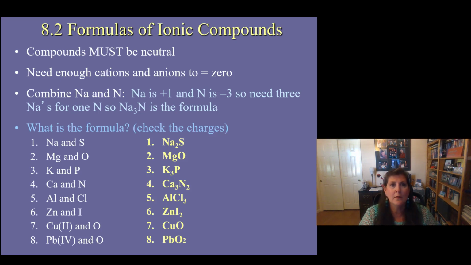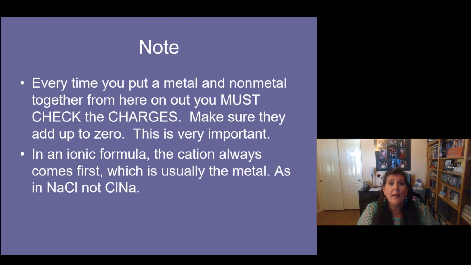Good job. Note, from now on, every time we have a metal and a nonmetal and we put them together, you need to check the charges. That's what I'm going to call it in all the videos. Check the charges. Make sure they add up to 0. This is very important. You can't just put a metal and a nonmetal together like CaBr. That's not a chemical. You can't just put them together. You have to check the charges and make the formula add up to 0.